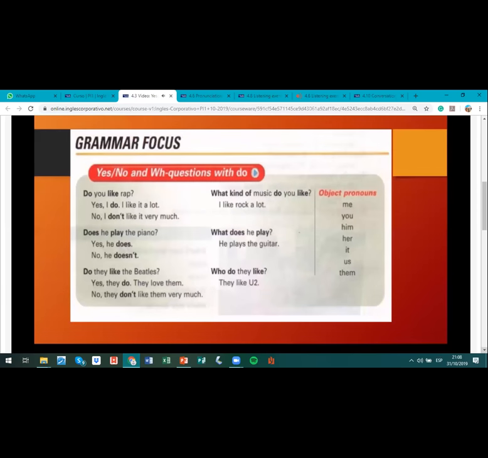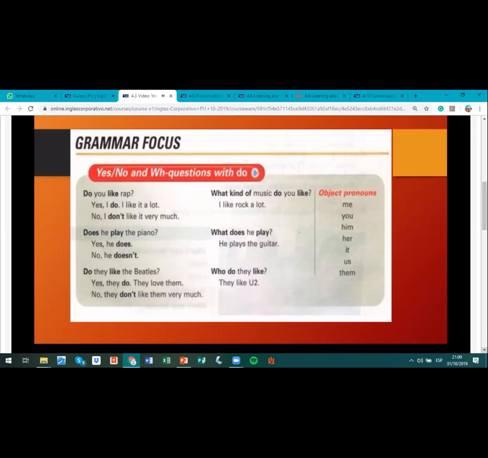Yes-no and WH questions with do. Do you like rap? Yes, I do. I like it a lot. No, I don't like it very much. What kind of music do you like? I like rock a lot. Does he play the piano? Yes, he does. No, he doesn't. What does he play? He plays the guitar. Do they like the Beatles? Yes, they do. They love them. No, they don't like them very much. Who do they like? They like you too. Object pronouns. Me. You. Him.